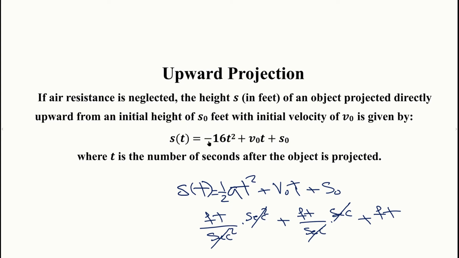Now, of course, remember, if you were dealing with a metric system, you wouldn't have negative 16 here. You would have like negative 4.9, right? Half of 9.8, or negative in this case, because it'll be acting to pull it down.